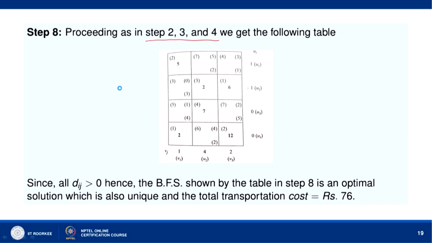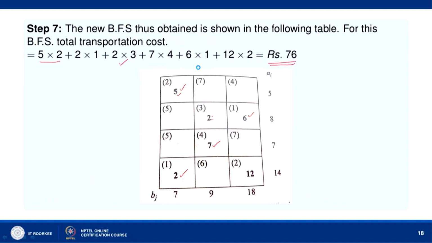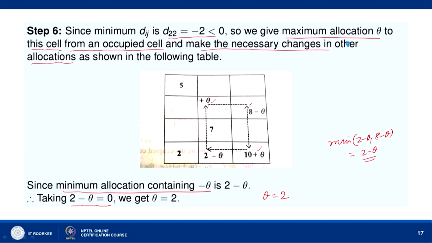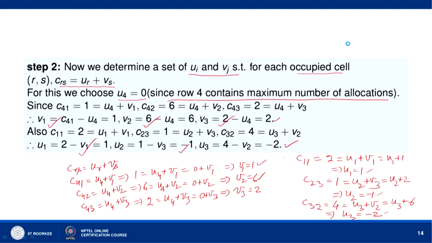First row has got allocation 5, second has got allocation 8, third has got allocation 7, and fourth has got allocation 14. So, total allocation is maximum along the fourth row. So, let us take u4 equal to 0. Then as we have done earlier, we have to use crs equal to ur plus bs.